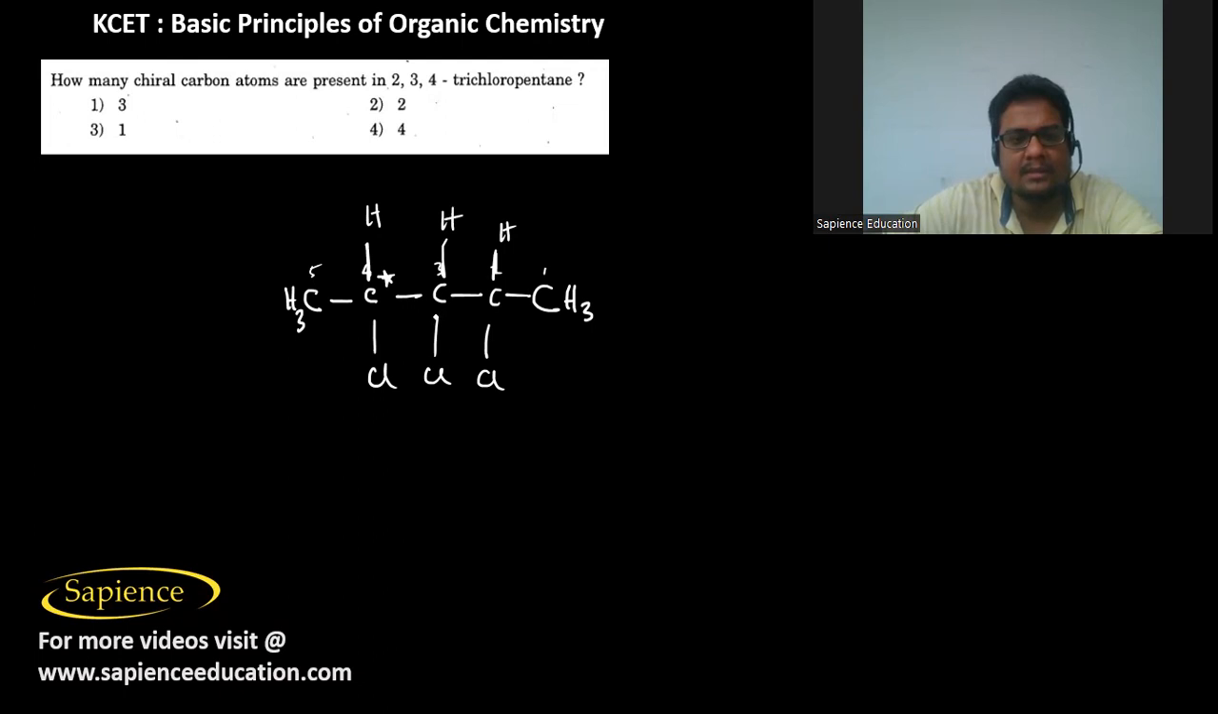And here we have no chiral carbon. This carbon is not chiral since it is attached to two similar groups on either side. And this one is again a chiral carbon since it is attached to four different groups on its four sides. So here we have two chiral carbons. So option 2 is the correct answer.